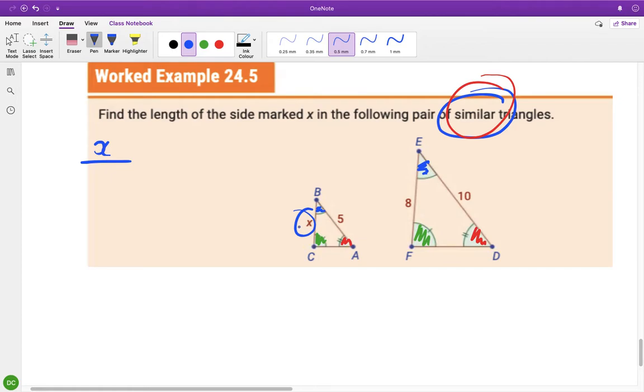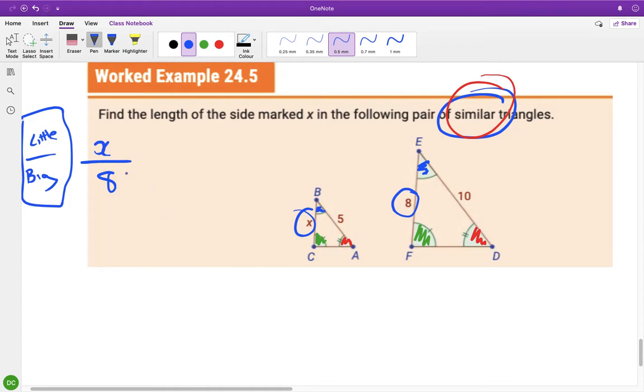What is the corresponding side in the other triangle with X? Okay, so hopefully you can see that it's 8. So X and 8 are corresponding. So I create a fraction with them, and I need to make a mental note that what I've done here is I've put the little triangle on the top and I've put the big triangle on the bottom, because I'm going to need to be consistent with that.